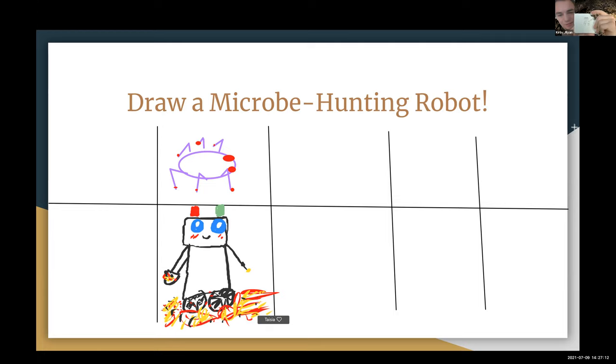And we can see some of us are prioritizing different things. I've got a little crane here. Looks like we've got wheels and we've got legs and everything. So this is great.